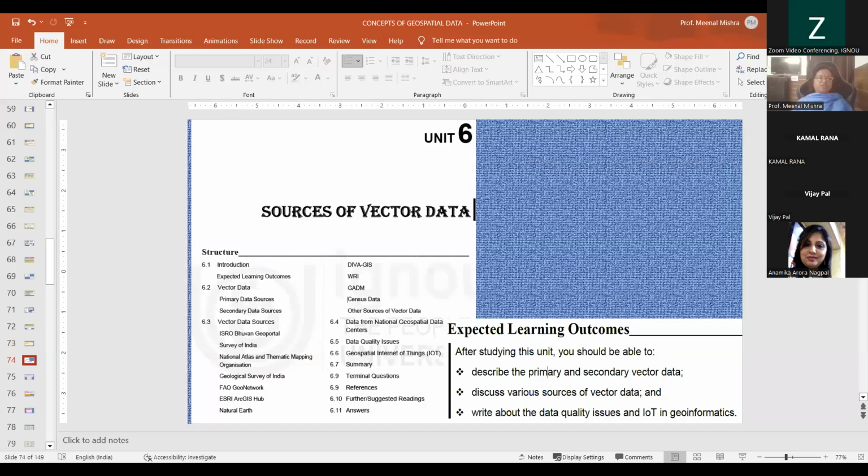Now, the sixth unit is vector data. We have already discussed the raster data, their sources, and from where you get those data, and what are the links and what are the cautions. For PGCGI learners, these units 5 and 6 are together, but for DGI learners, they are separate units. So this particular unit 6, we will discuss.